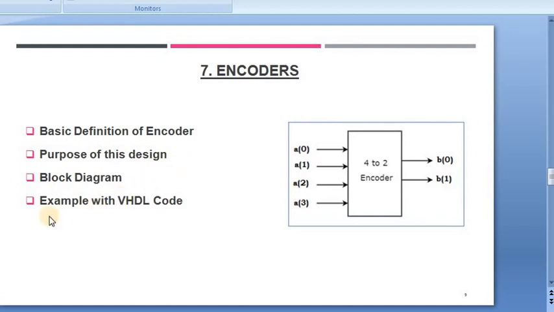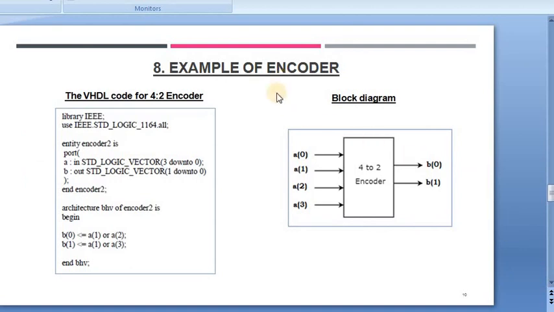Now let's take an example. As you see on the slide, an example of an encoder is shown. This is an example of a 4 to 2 encoder circuit. Its block diagram is shown on the right. There are 4 inputs, that is A0, A1, A2 and A3, and 2 outputs, that is B0 and B1. The inputs A0, A1, A2 and A3 are encoded to form the 2 outputs B0 and B1. This can be seen in the block diagram.